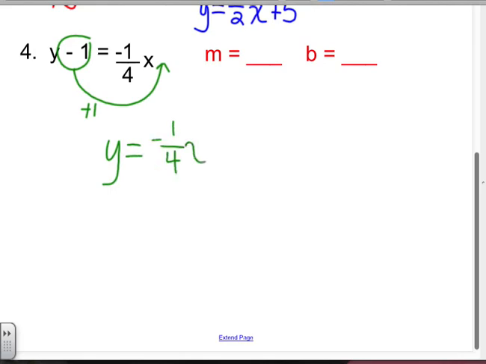There's my negative 1/4 x. He's right where we want him. And now I don't have a minus 1 because I moved it to the other side. Now it's a plus 1. So the slope of this line, bang, right there, negative 1/4. And the y-intercept, bang, right there, is a positive 1.